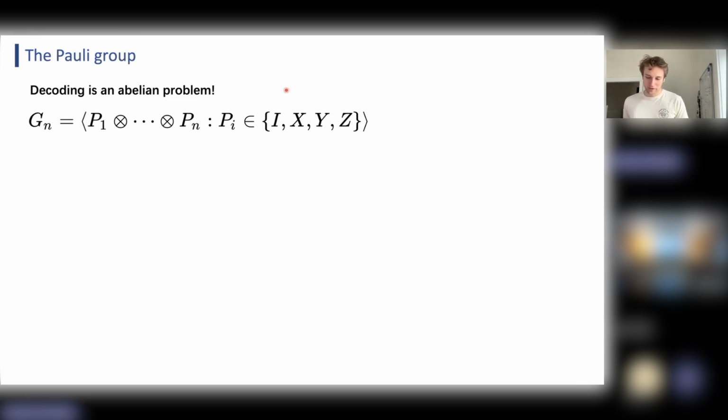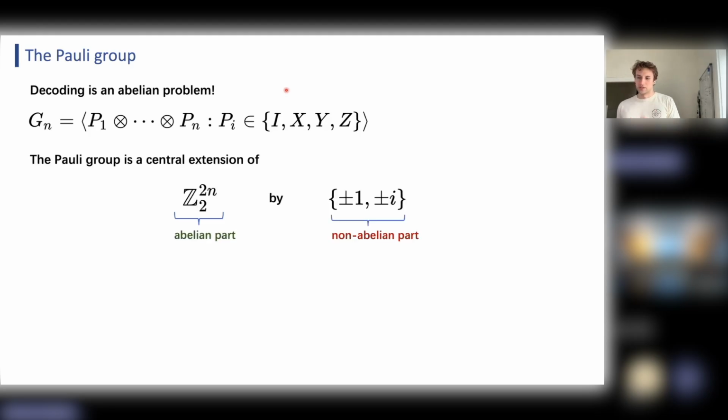The trick we're going to exploit is that, yes, it's true that the Pauli group is non-abelian, but in some sense it's as abelian as possible. It's very close to being abelian. You can see this in two ways. One way is that if you have two Paulis, they either commute or anti-commute. Those are the only two options: you get either a plus or a minus sign. Another way of phrasing this is that the Pauli group is a central extension of a very large abelian quotient, C2 to the 2n, by just 4 phases, the 4 phases appearing in the Pauli group.